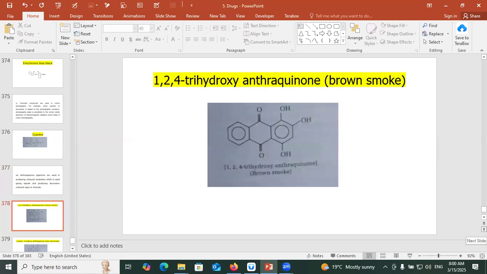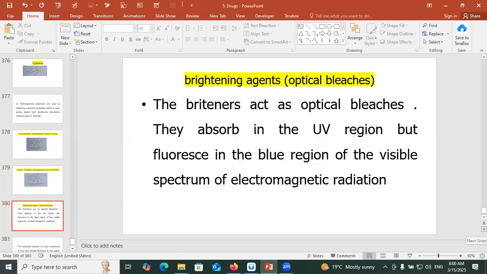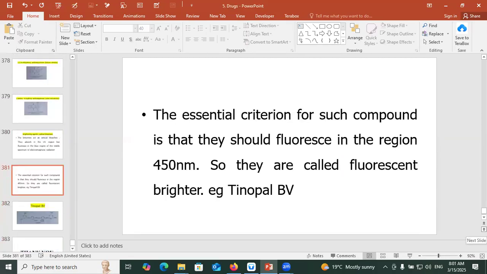1,2,4-trihydroxy anthraquinone gives brown smoke. 1-amino-4-hydroxy anthraquinone gives wine red smoke. Brightening agents, optical bleaches: they absorb in the UV region but fluoresce in the blue region of the visible spectrum of electromagnetic radiation. The essential criterion for such compounds is that they should be fluorescent in the region of 450 nanometers, and so they are called fluorescent brighteners. Example: Tinopal BB.